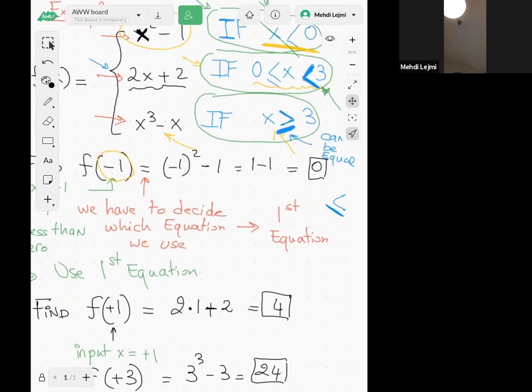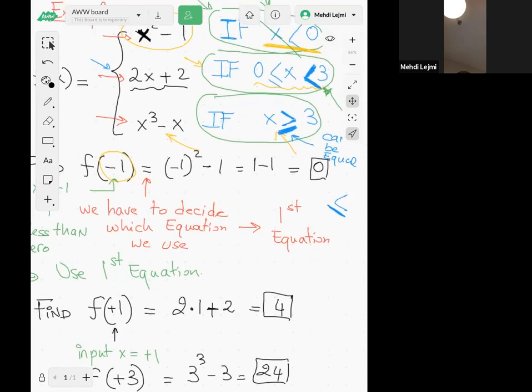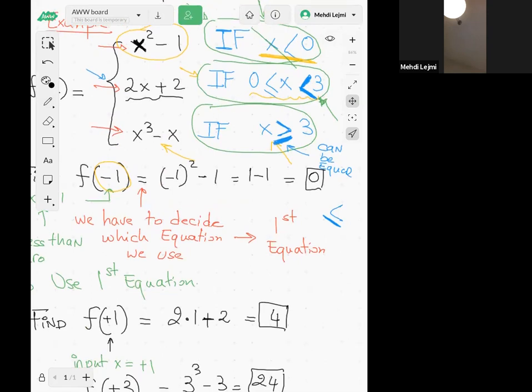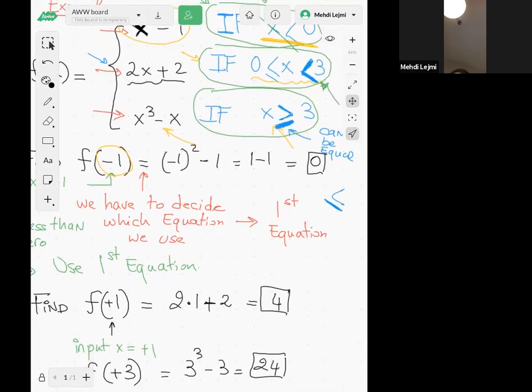So again, guys, you need to keep in mind, you are only allowed to have one answer. You cannot have more than one answer. You have to decide which equation you're going to use. You cannot use more than one equation, because it's a function, and for each input x, there's exactly one output y.